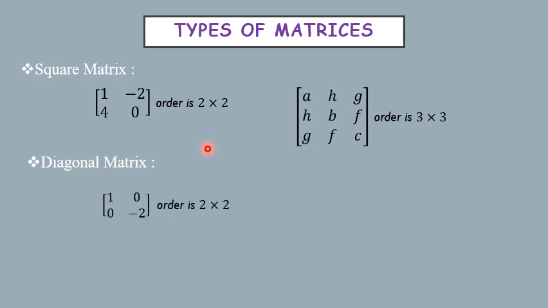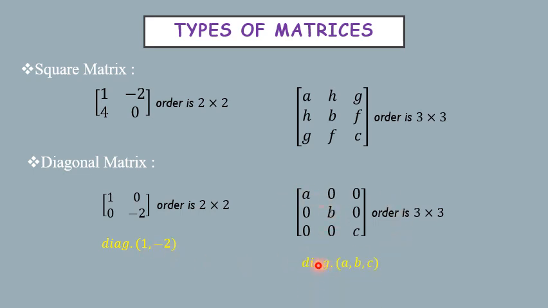For example, this is a diagonal matrix because this is a square matrix of order 2 in which non-diagonal elements are 0. Next, this one is also a square matrix in which non-diagonal elements are 0, so this is a diagonal matrix. This matrix can be written as diag in brackets, just write the diagonal elements. And this matrix can be written like this, diag in brackets, just write the diagonal elements.